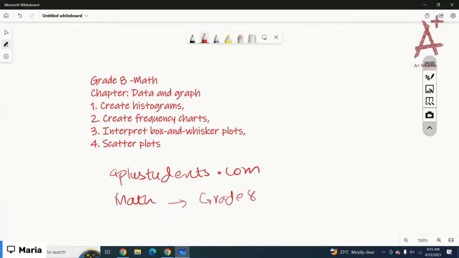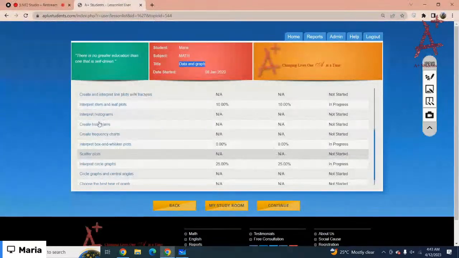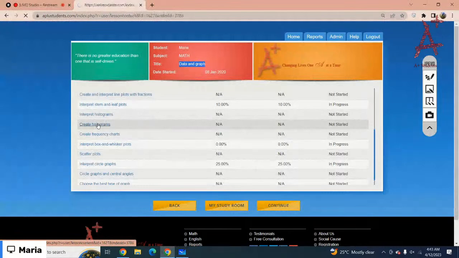We're going to start with the chapter data and graph. The lessons we're going to cover today are create histograms, create frequency charts, interpret box and whisker plots, and scatter plots. So let's start with the first lesson, create histograms.